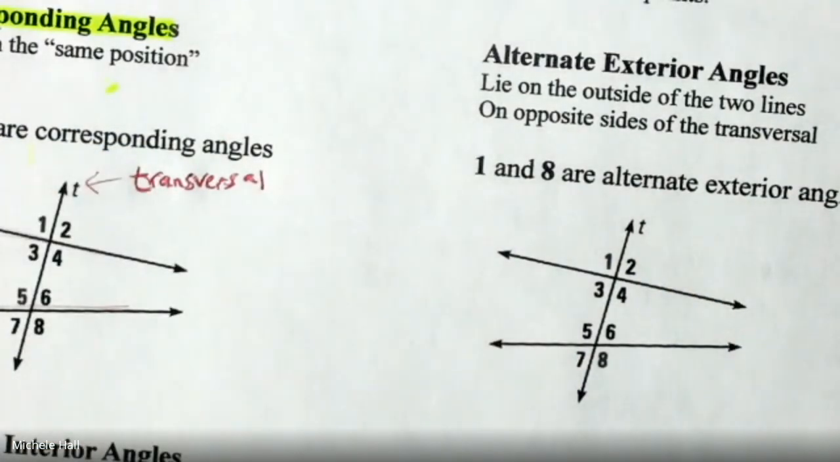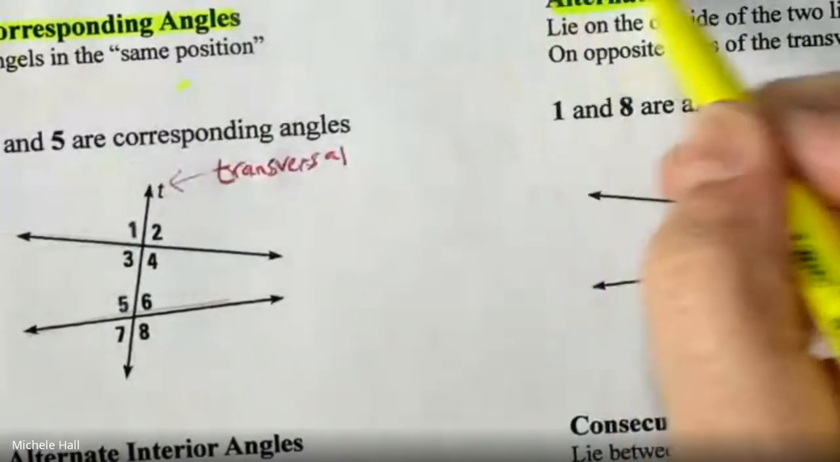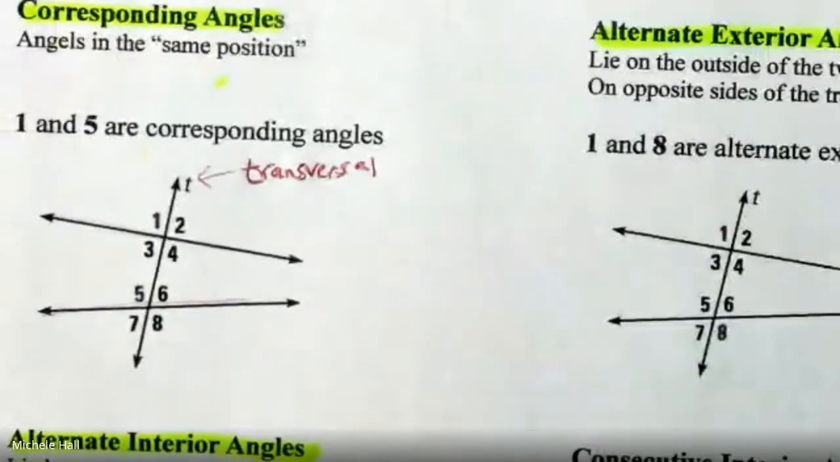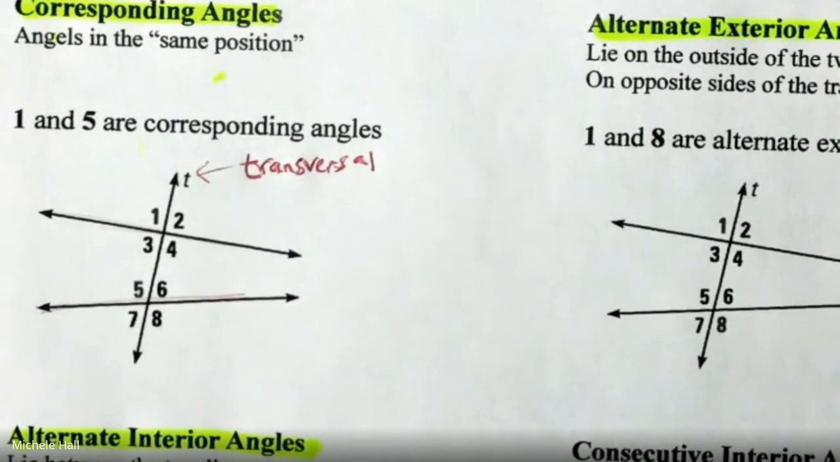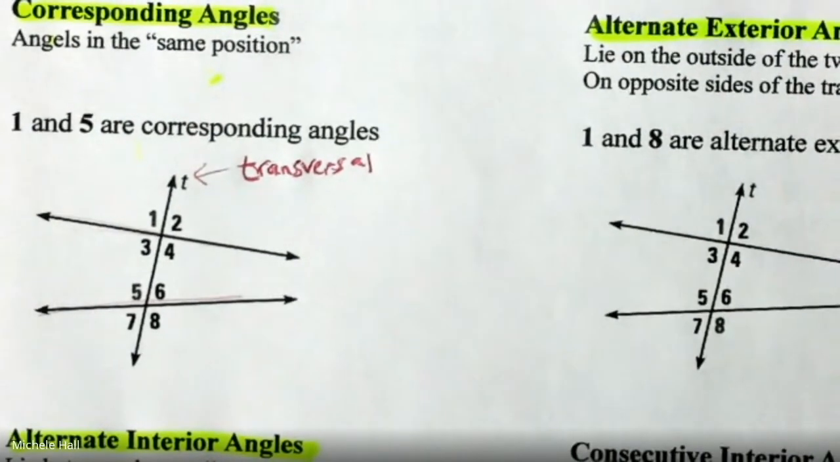All right, how about alternate interior? See, it's the same thing, but this time it's the interior. They're alternating, but this time, what does it mean to be interior? You're on the inside of the lines. So we have 3 and 6 are alternating, and they're on the interior of the 2 lines.